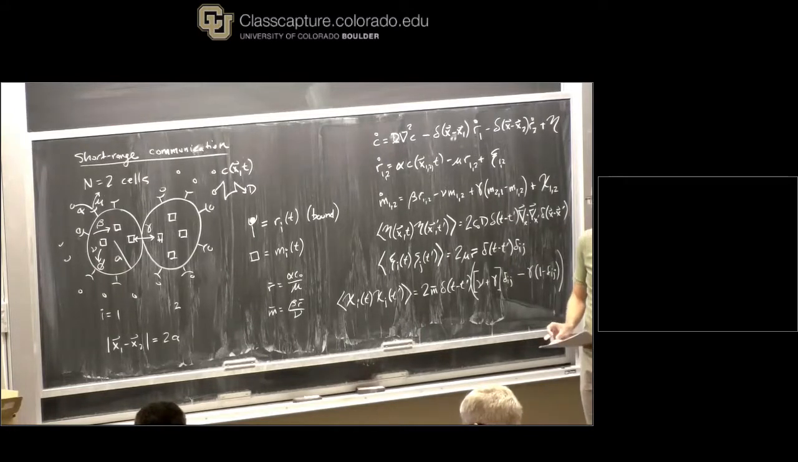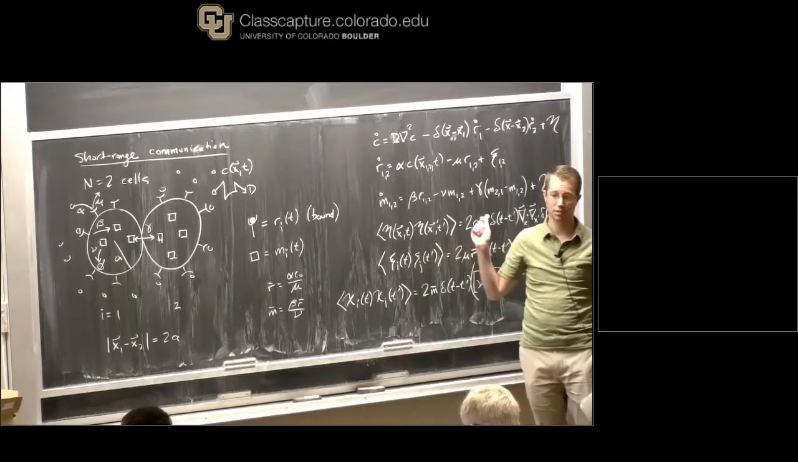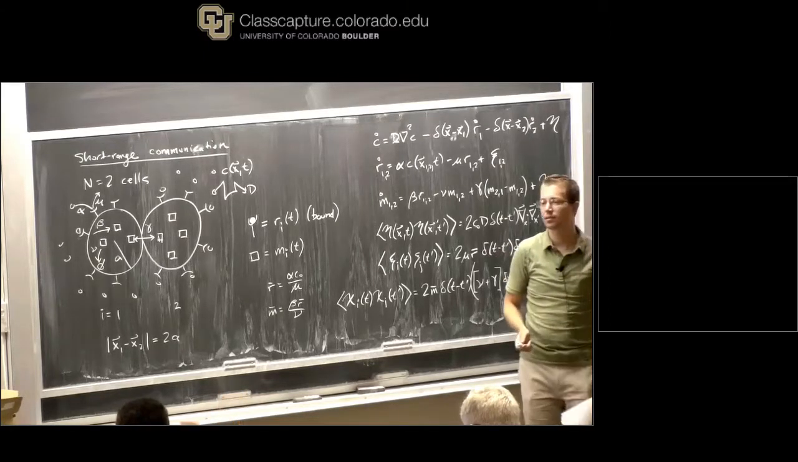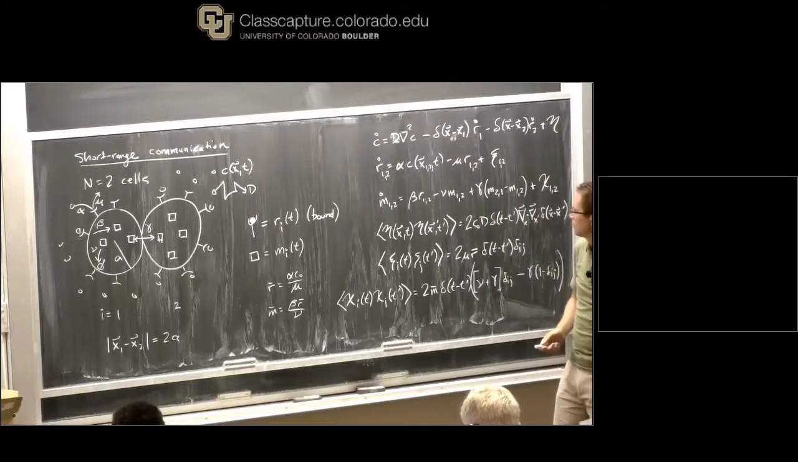Okay. These noises don't talk to each other? That's correct. They don't talk to each other except chi. Chi in cell 1 talks to chi in cell 2 because a reaction changes m in both at the same time. Yeah, there's no reason to do otherwise.